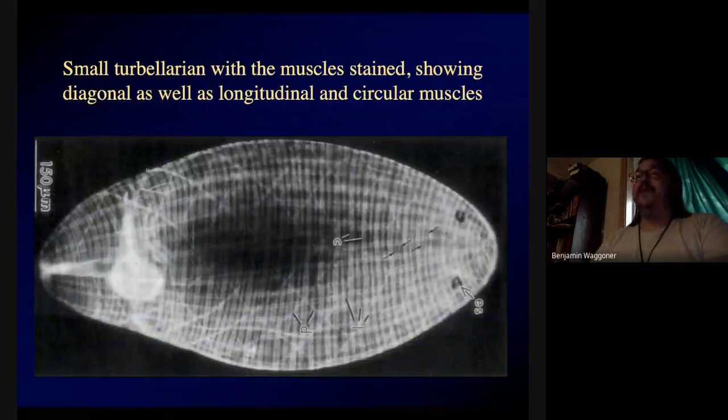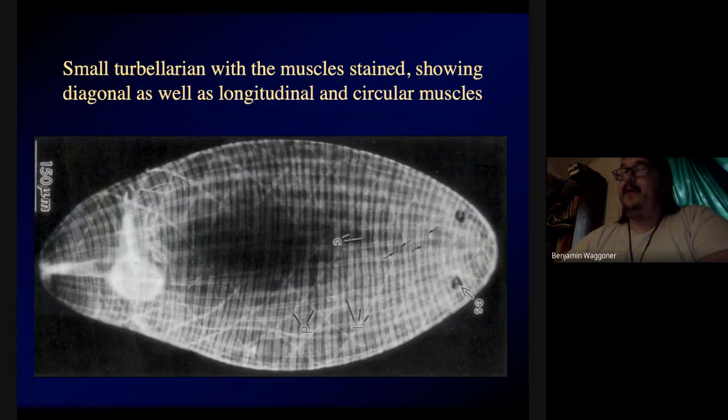that's a small free-living flatworm that's had its muscle system stained, and it looks almost like a Scottish tartan. What you can see is the head is at the right, the tail is at the left. The bands of muscle that run from head to tail are called longitudinal muscles. The ones at right angles are called circular muscles, and then at 45-degree angles, you have diagonal muscles. That allows for some fairly sophisticated muscle movements.